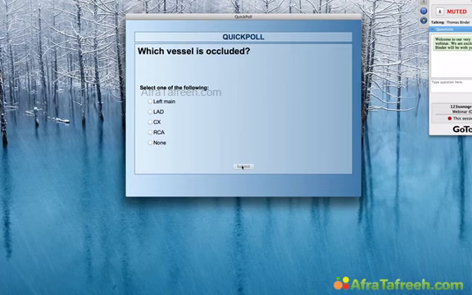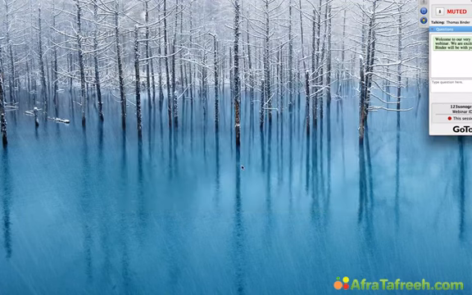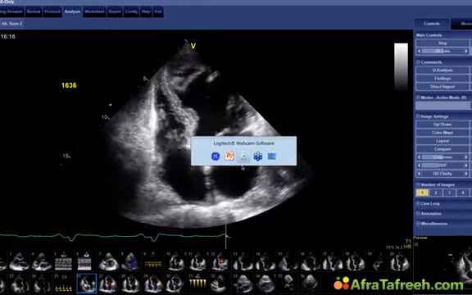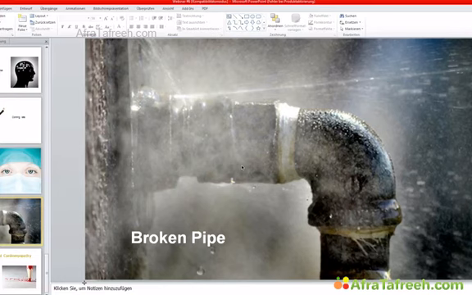Okay, can we close the poll? Okay, so those are the results here. LAD and none, and some think it's left main. I mean, to be honest, without performing the angiography, we could not tell. But those who said none were correct, and I will show you the angiogram. I think I have it here with me. Let me see if I do have it. Oh no, I don't think I have it with me.